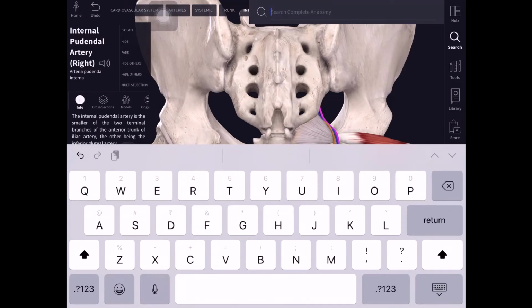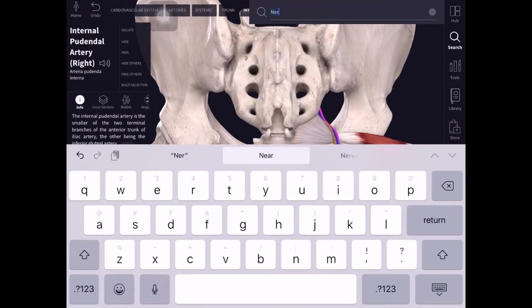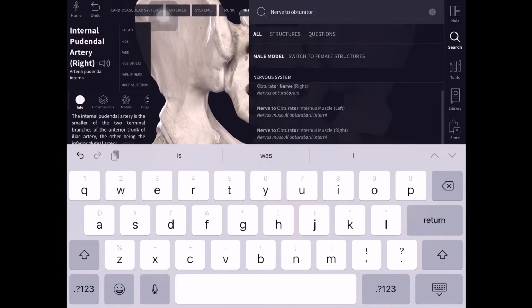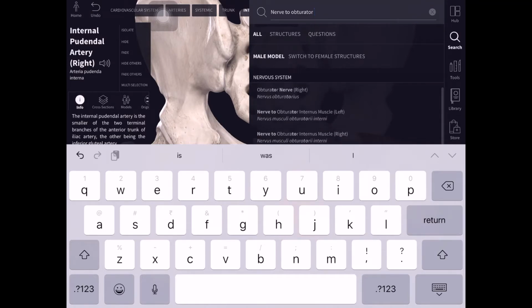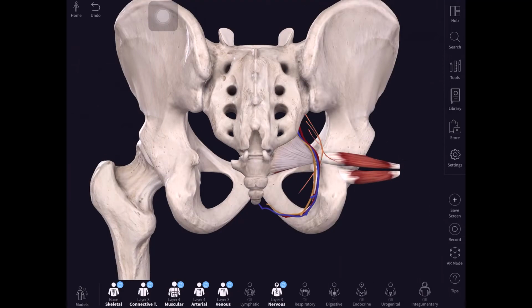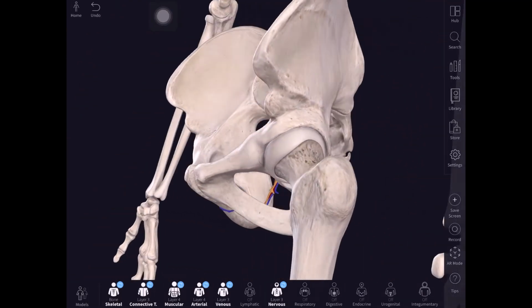Now I need one more nerve, that is the nerve to obturator internus. Nerve to obturator internus, that also I need on the right side because I am seeing the right everything. Okay, now we have these structures also in place.